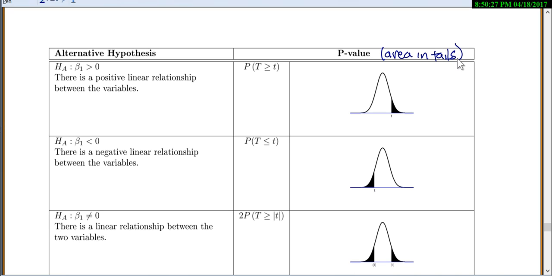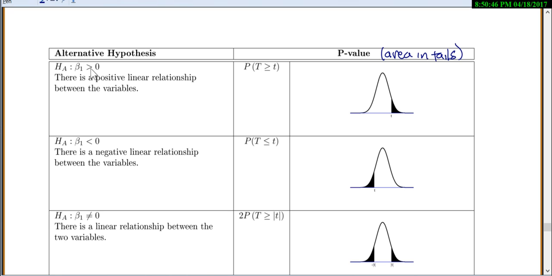So the computer will go ahead and get your test statistic for you. It'll tell you degrees of freedom, but it does not give you an accurate p-value. Most computer software only gives you a 2-tailed p-value. If you're only interested in one tail, you have to do it on your own, which is why I'm going to teach you how to do it.